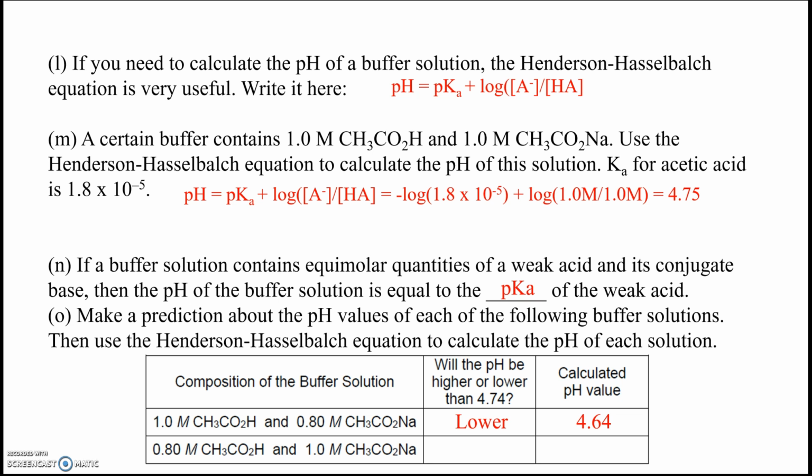The second problem asks the question the other way around. It asks us, well, if my acetic acid is smaller, but my sodium acetate is larger, then of course it's going to be the other way around. We would expect it to be higher, and in fact it is when we use the Henderson-Hasselbalch.